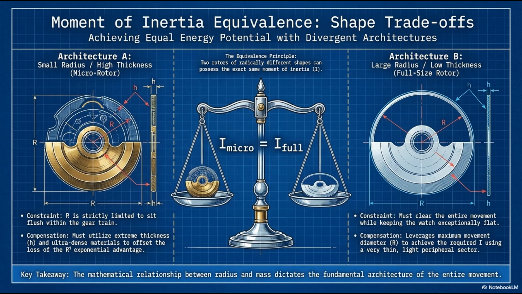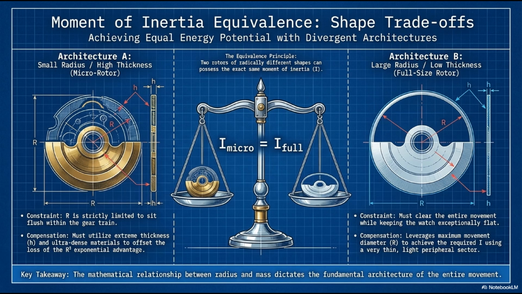Look at the mechanical scale on the screen balancing 2 completely different rotors. On the left, we have architecture A, the micro-rotor. It has a very small radius. The constraint here is that r is strictly limited because the rotor is embedded flush within the gear train. To compensate for the severe loss of the r-squared exponential advantage, the engineer must utilize extreme thickness h and ultradense materials, like solid platinum, to claw back enough mass to generate the required inertia.